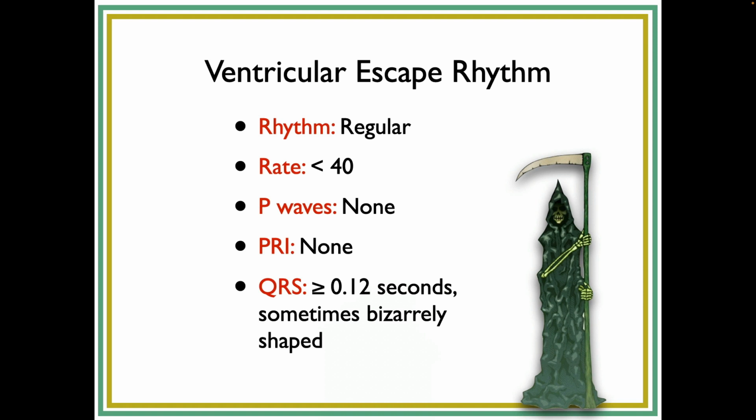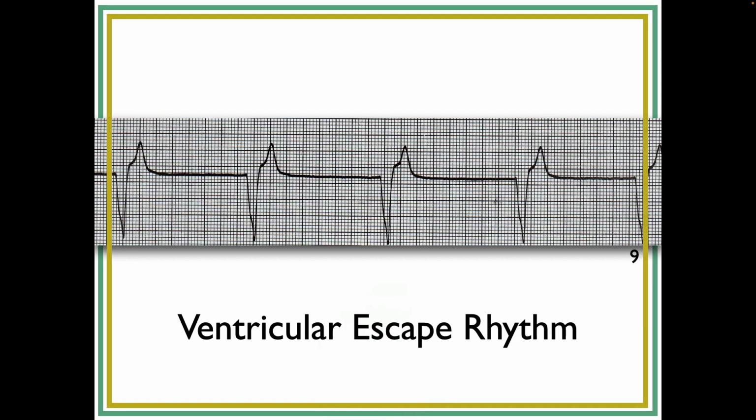Ventricular escape is regular, okay, that's important. Rate is less than 40, so it's really slow. There are no P waves, there is no PRI, and the QRS is wide. So this is what ventricular escape is.